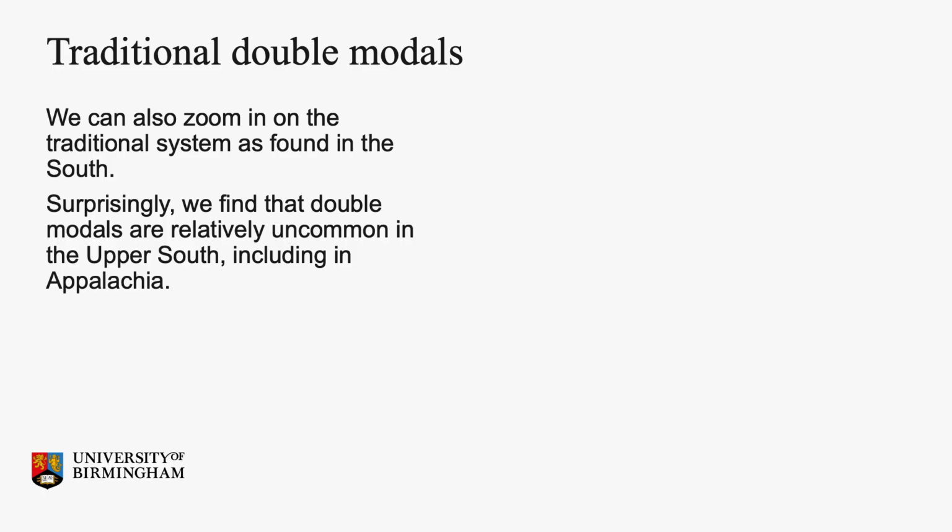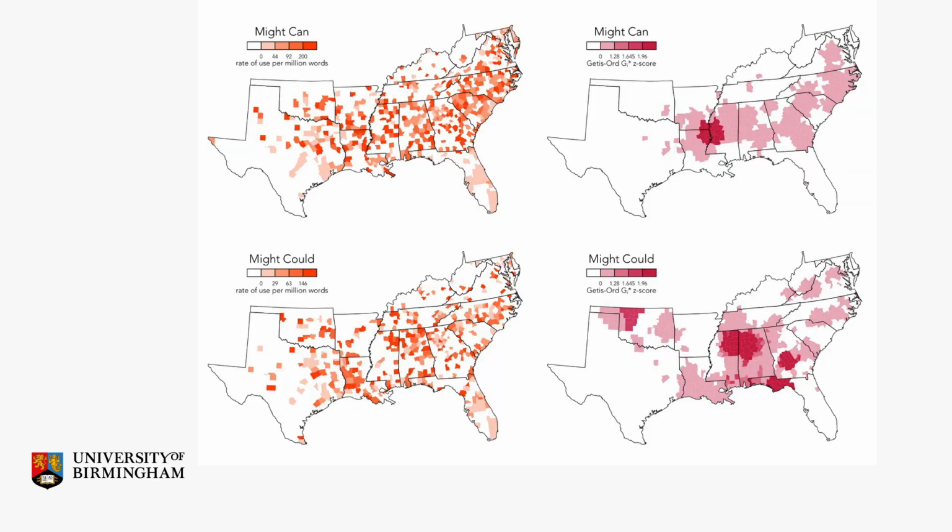Okay, the other thing we can do now is we can zoom in on the South and see what's happening there, okay? And what we surprisingly find, I mean, this is another one of the most surprising results, is that they're not common in Appalachia at all. So Appalachia is up at the very top of the map there. I can mark it here for you. So this is Appalachia. It kind of comes down here. These are the Appalachian Mountains, okay?